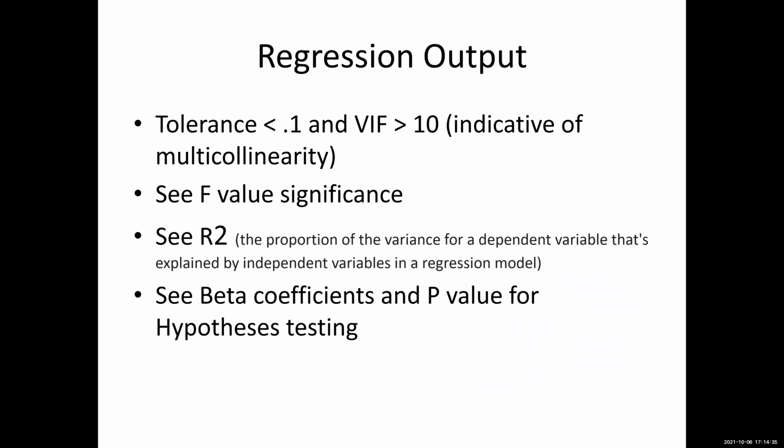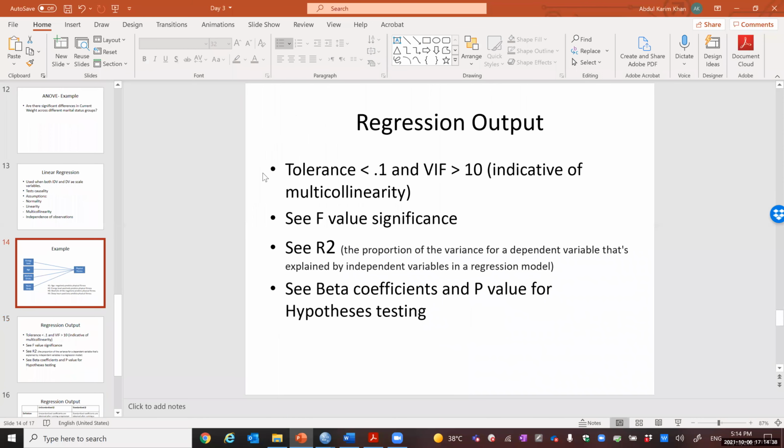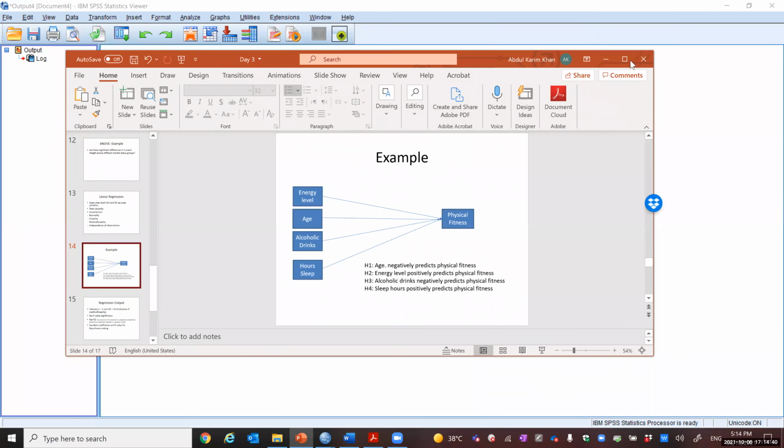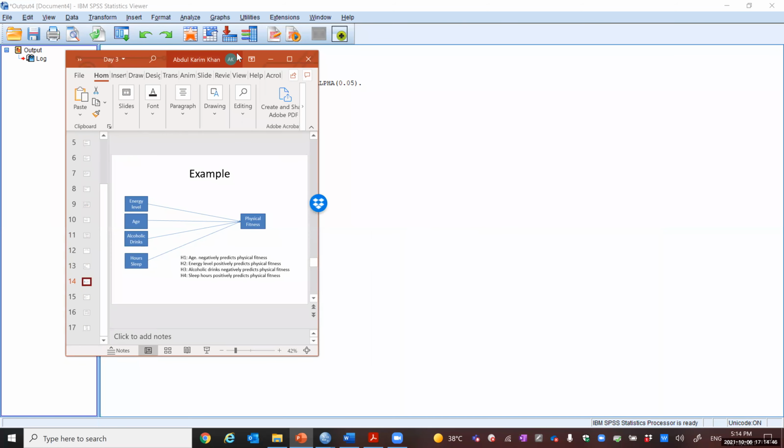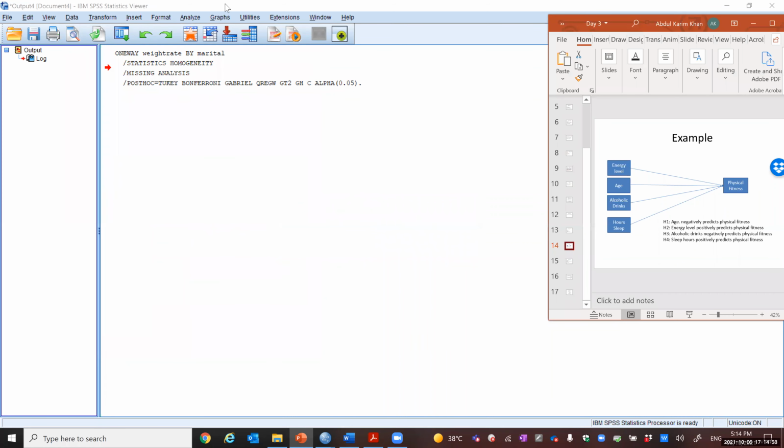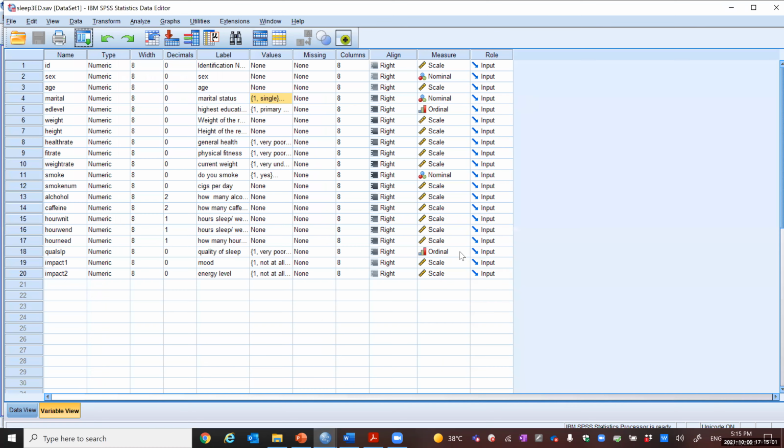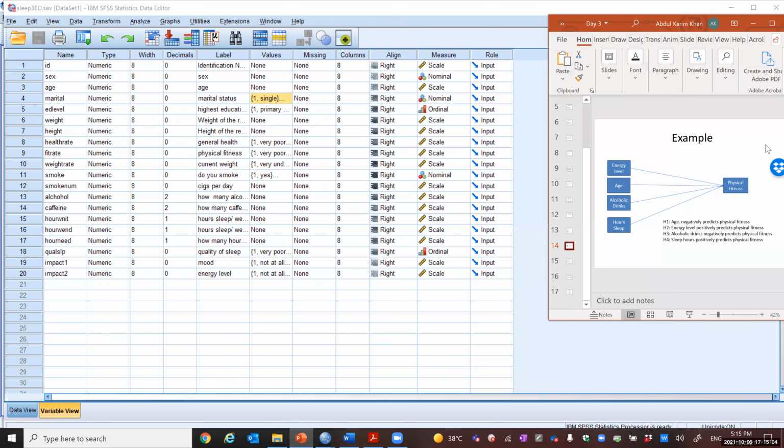Okay. Now let me go back to the data file. So this was our model. I'll put it here on the side so that we know what we have to test. Okay, so this is the model we are interested in. So let me open the data file. This is the data file. Okay. This is the model. Our dependent variable is physical fitness, and independent variables are energy level, age, alcoholic drink, and hours of sleep on weeknights.